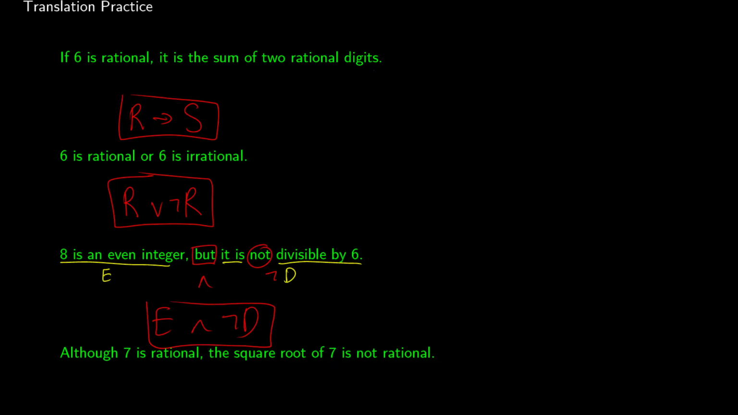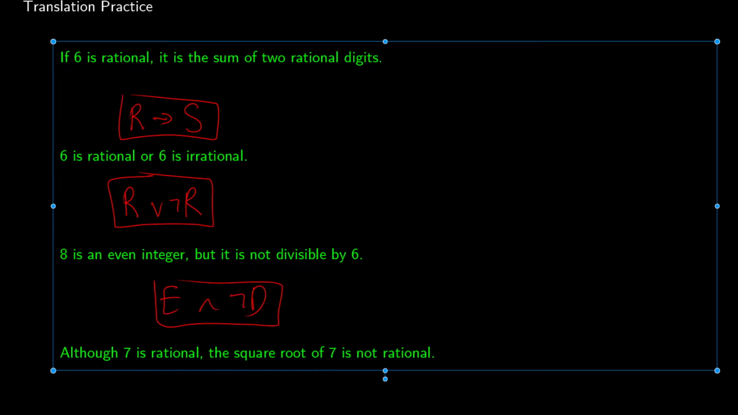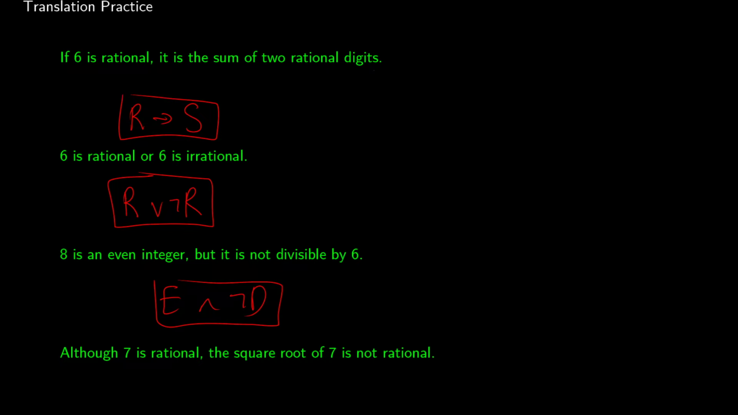Okay, what about this last one here? Although 7 is rational, the square root of 7 is not rational. Okay, so 7 is rational, let's call it R. The square root of 7 is not rational. So the square root of 7, we're now talking about a different number. So we can't use R for 7 is rational because we're talking about the square root. So let's just pick a letter like S for square root. And we still have a not in here, so I want to take that not to negate S.